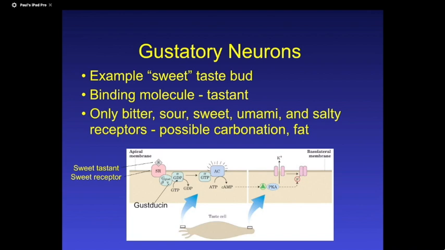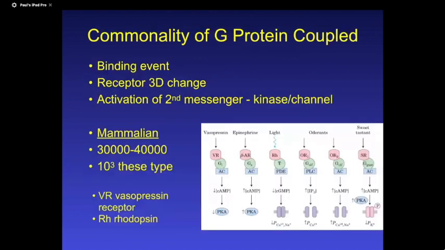All right, you can see, you can smell, you can taste, and that's all we're going to do. Okay. Now, in this case, the commonality is the G protein coupled receptor. All right, in mammals, we have 30 to 40,000 genes.